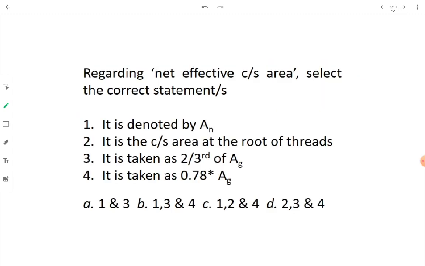Okay, let's go to the next question. Regarding net effective cross sectional area, select the correct statement or statements. There may be one or more correct statements. It is denoted by AN. Do we denote net effective CS area by AN? Yes, we do. It is the cross section area at the root of the thread. Is it taken as 2/3 of AG, that is gross sectional area? No, it is taken as 0.78 times, or 78%, of A suffix G. Therefore, points 1, 2 and 4 are right. That's why we tick option C, 1, 2 and 4.